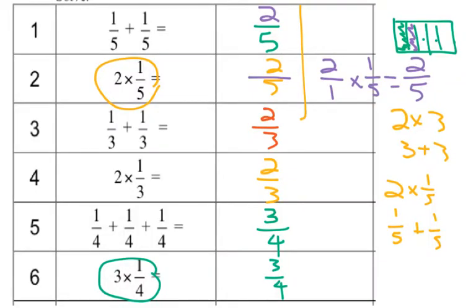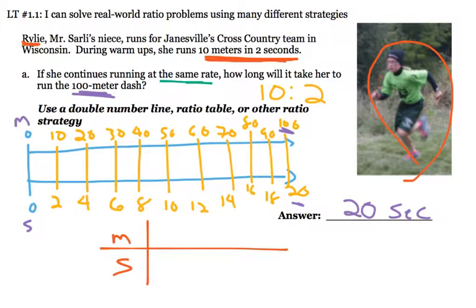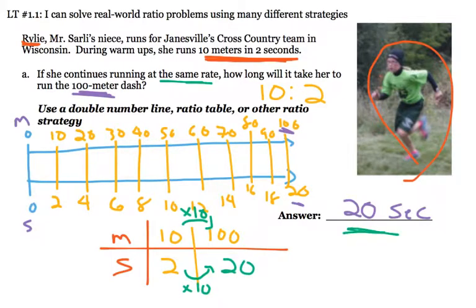which, interestingly, is exactly what we're doing over here. So if we start with the ratio 10 meters in 2 seconds, and we know we want to make it up to 100 meters because that's how long the race is, then we just think, what can I multiply by? And I could multiply by 10, and that would also give us 20. Which would be our final answer.